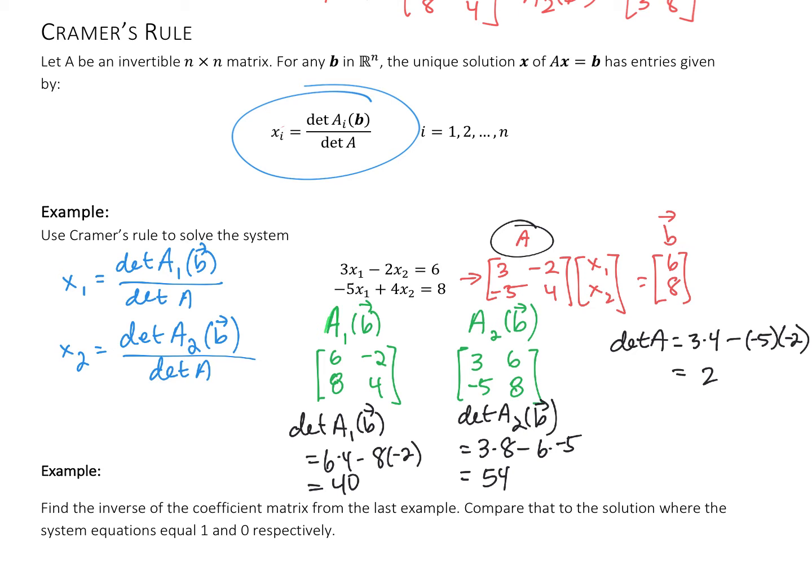So now we have enough information to figure out what the solution to our system is. So this is 40 divided by 2, which is 20. And that one's 54 divided by 2, which is 27. So our x vector, that's a unique solution to this equation, is equal to 20, 27. There we go. Yay! Party!